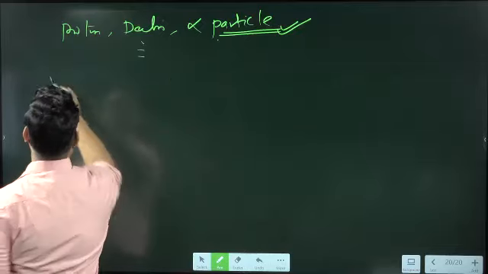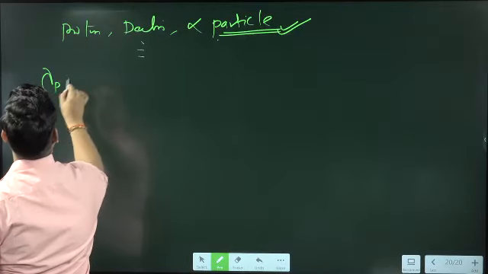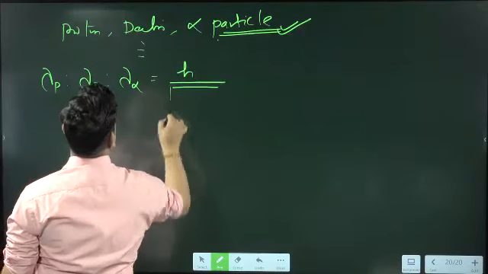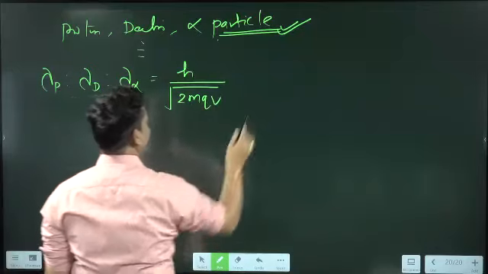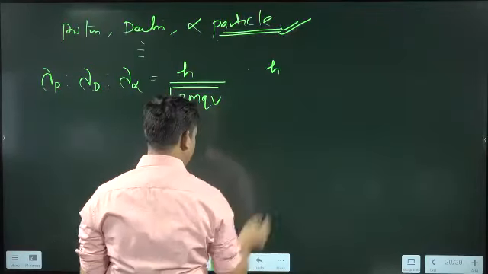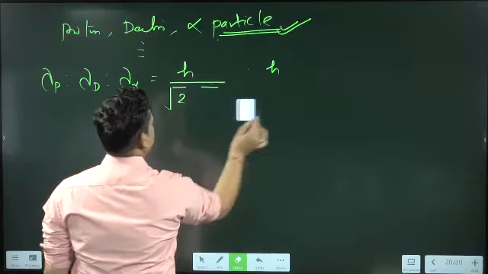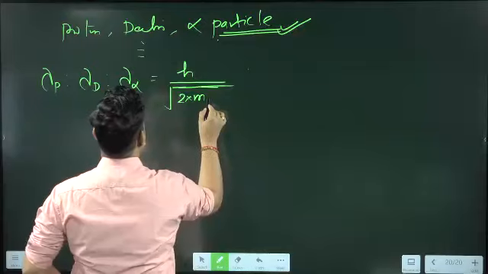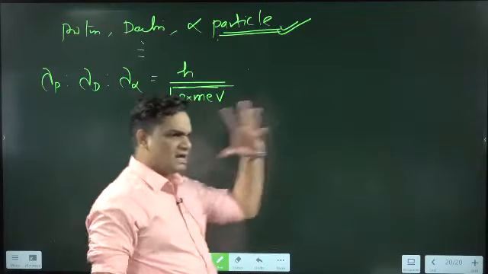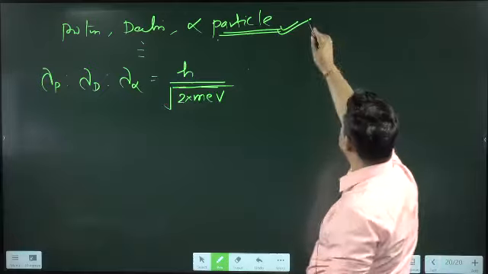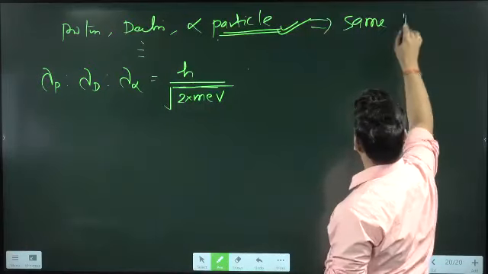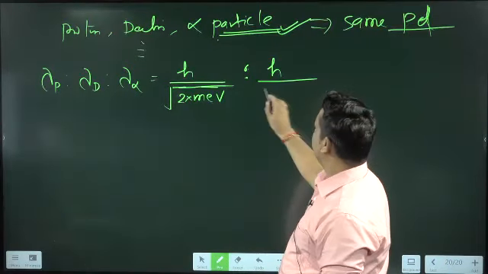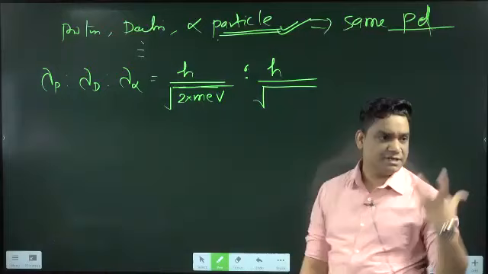So we can write it this way: lambda of proton, lambda of neutron, and lambda of alpha particle, H divided by root of 2mqv. Here also H by root of 2mqv. I will put in the values. Now the mass of the alpha particle, you can say mass is m. Charge is E, V. All are accelerated through the same PD, the same potential difference.